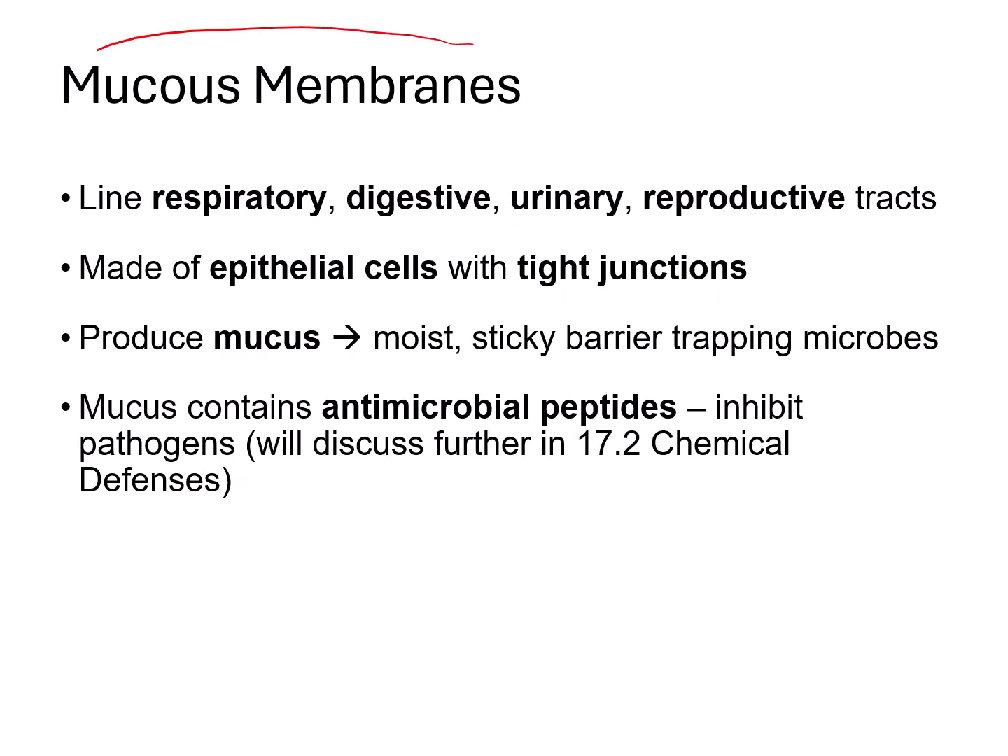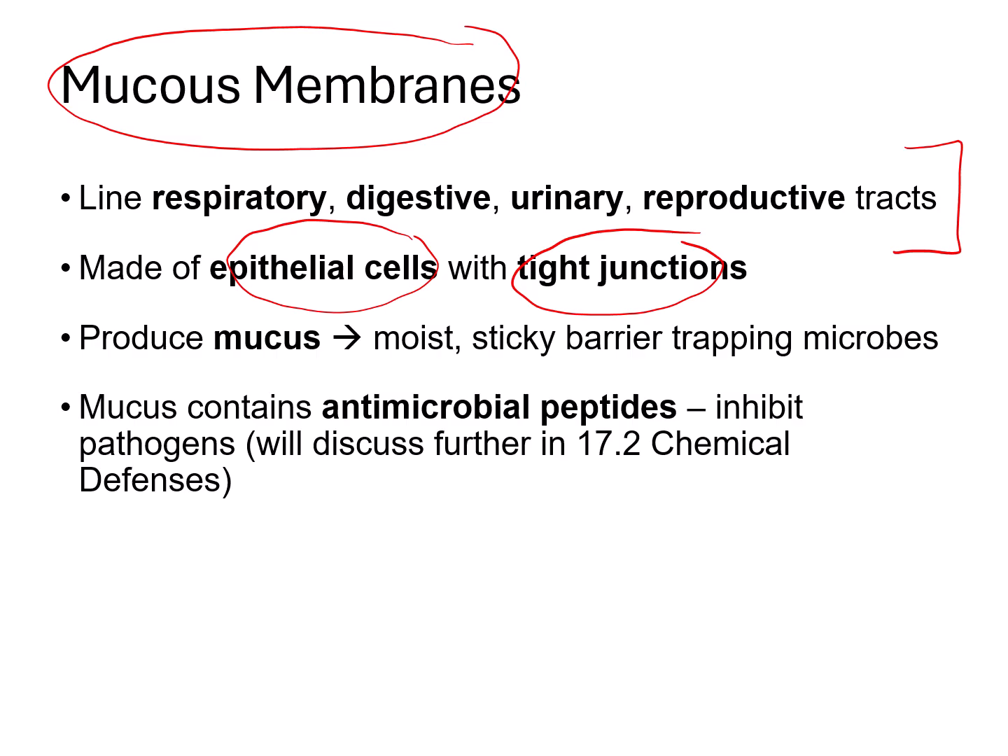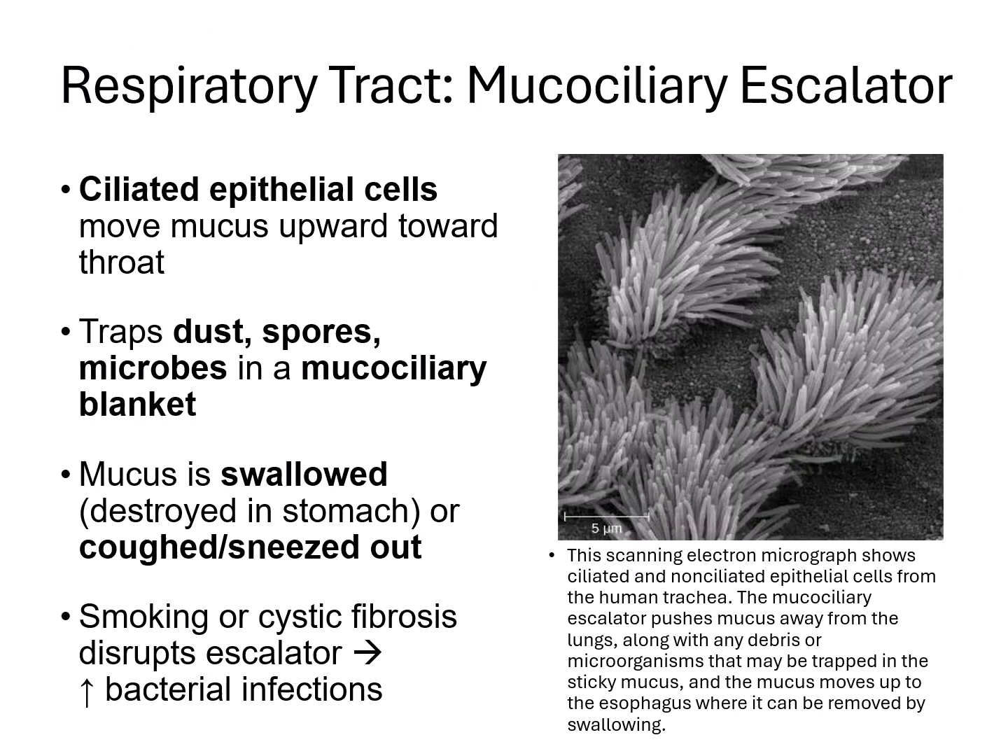Next, we have our mucous membranes, and the mucous membranes line the respiratory, digestive, urinary, and reproductive tracts. They are made of epithelial cells that are held tightly together through those tight junctions, and they're also covered in mucus. Mucus will trap microbes. Within the mucus, we also have antimicrobial peptides that are directly going to inhibit pathogens as well. In the respiratory system, mucus will trap inhaled particles.